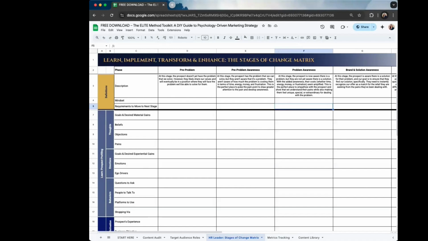Once you have your definitions in place, and you can reference these as you work through your matrix, the next step is to fill out the learn section. This is where we want to learn the psychology of our ideal buyer. Think through the thoughts, emotions, and behaviors that your prospect is experiencing at each stage of this funnel.